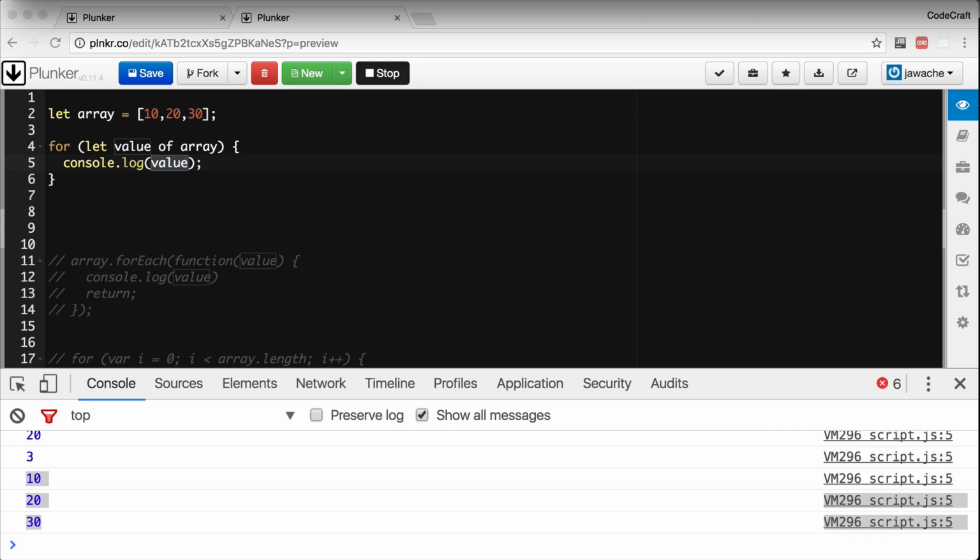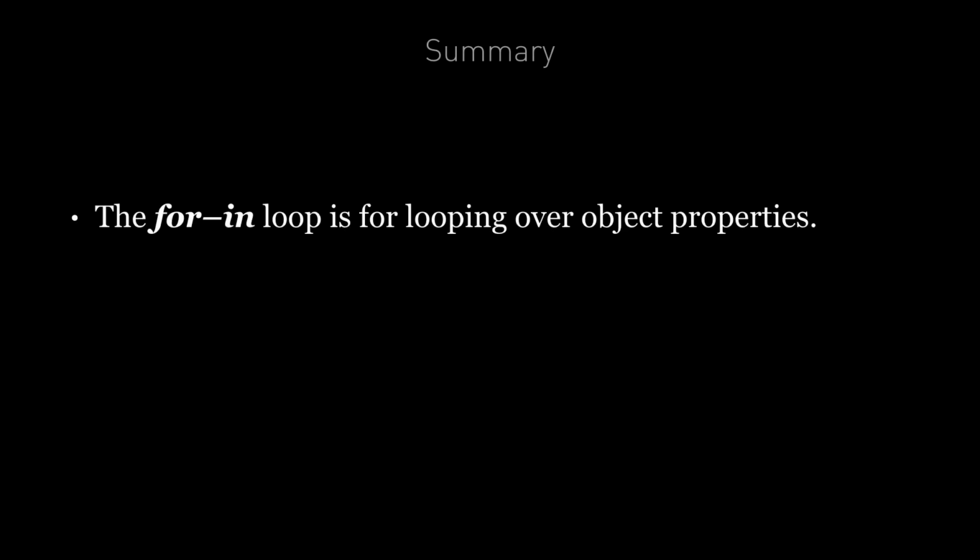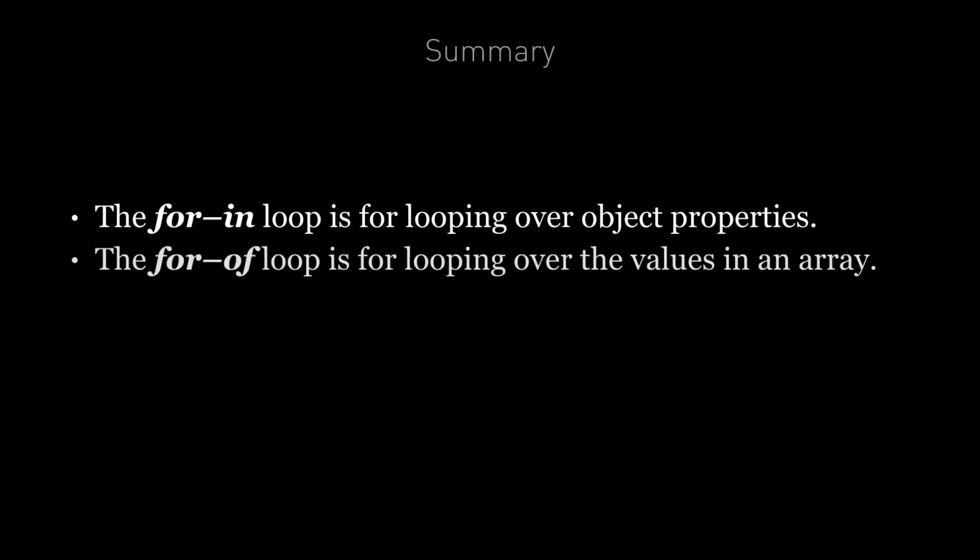So this is the most concise way of looping through array elements. It avoids all the pitfalls of for in, and it works with break, continue, and return. In summary, the for in loop is for looping over an object's properties. The for of loop is for looping over the values in an array.